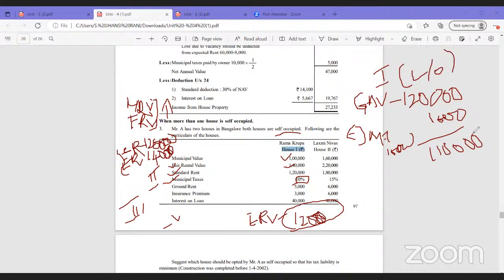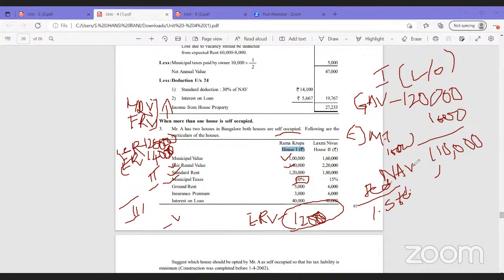So we get net annual value of 1,10,000. Next we have deductions under section 24. Under that, first deduction is standard deduction, and standard deduction is calculated on NAV, 30% of NAV. So here our NAV, this 1,10,000 we got here, is called net annual value. On this, we have to calculate 30%. Standard deduction will be always 30% of NAV.